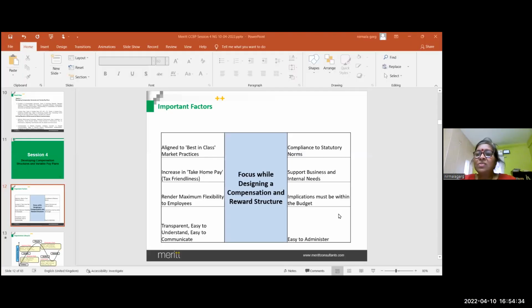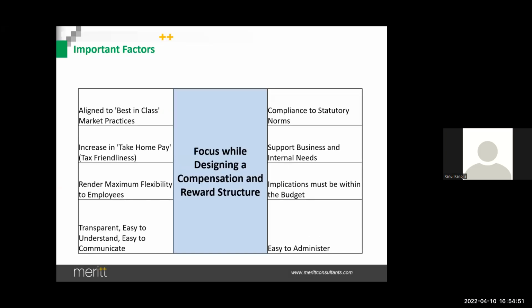Any questions, guys? I actually had one question, ma'am. If you talk about these variable plans, the options given in the salary structure in terms of the allowances for the employees in order to save their taxes, will that be considered a variable plan, or will that be considered a tax saving option?